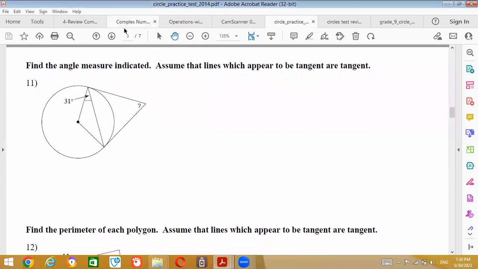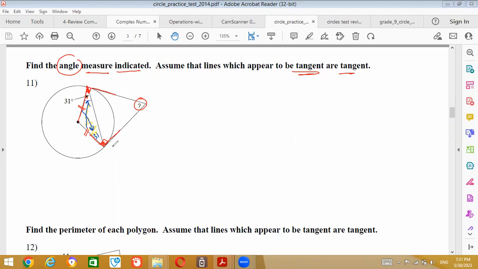Number 11, find the angle measure indicated. So I need to get this angle. The tangents are tangents. So this is a tangent and this is a radius, so they are perpendicular, and the same here, perpendicular between the tangent and the radius. And this angle is 31. Since this is a radius and this is also a radius, this triangle is isosceles. So base angles are equal. This angle equals this angle, so this is also 31.